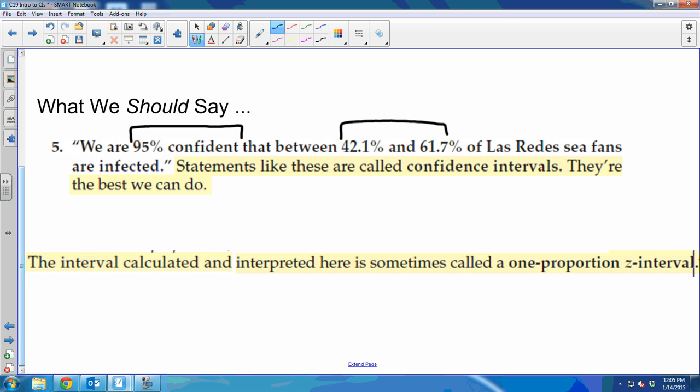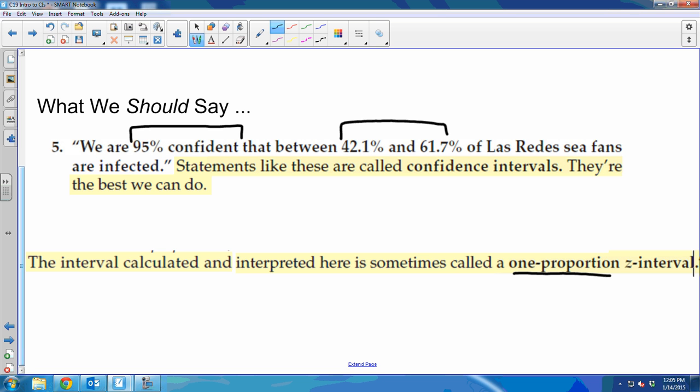This kind of confidence interval that we're talking about in this chapter is a one proportion, because we're talking about one proportion. In chapter 22, we're going to talk about the difference between two different proportions. They're comparing them. So then we'll have two proportions, but we're talking about one proportion right now.